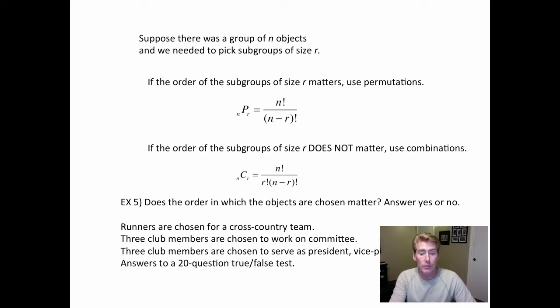The 3 club members are chosen to serve as president, vice president, and treasurer. With this one, there is an implied order because usually the president is the top position, vice president is second, and treasurer is third, but there is an implied order there. So you can point to one and say, oh, this one is the first one, this one is the second one, this one's the third one.